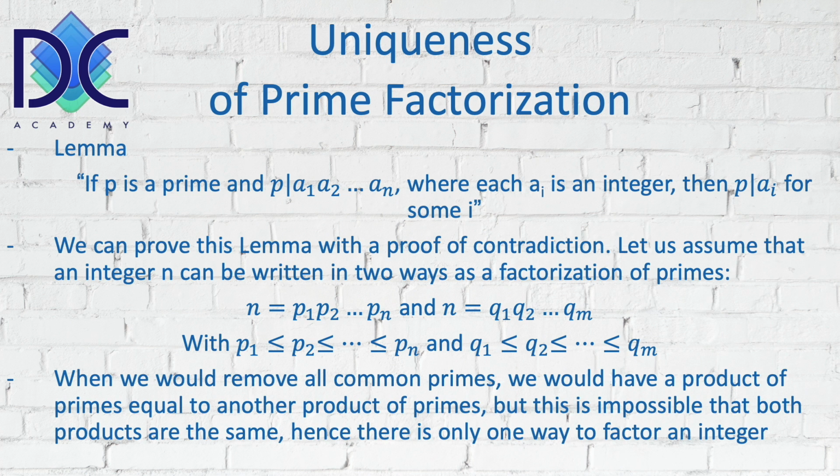Now, when we remove all those primes, we would have a product of primes equal to another product of primes. But this is impossible, if they would be different and not equal to each other. So basically this means, since this is impossible, that there is only one unique way to factorize integers. We cannot find two different ways to factorize integers.